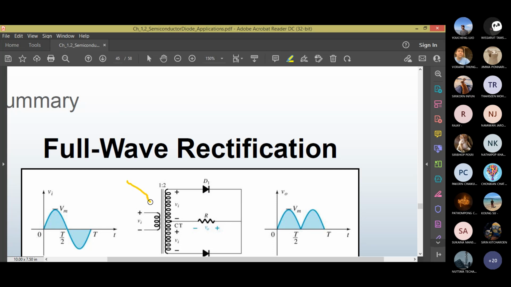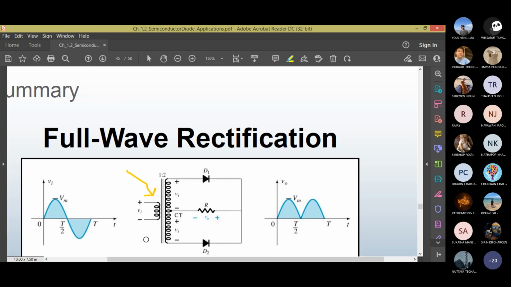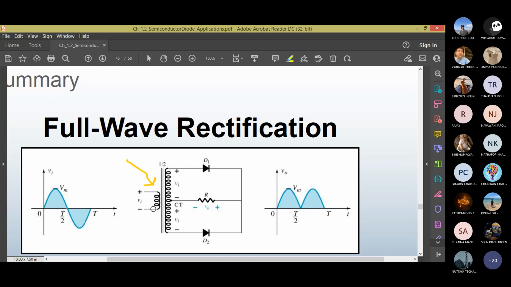This thing is called a center tap transformer. Do you know how a transformer works? There's a primary side, some coils. There's a secondary side. The number of coils on the primary side is given by N1, the number of windings. As you can see here it is 3, I think. The number of windings on the secondary side is given by N2.